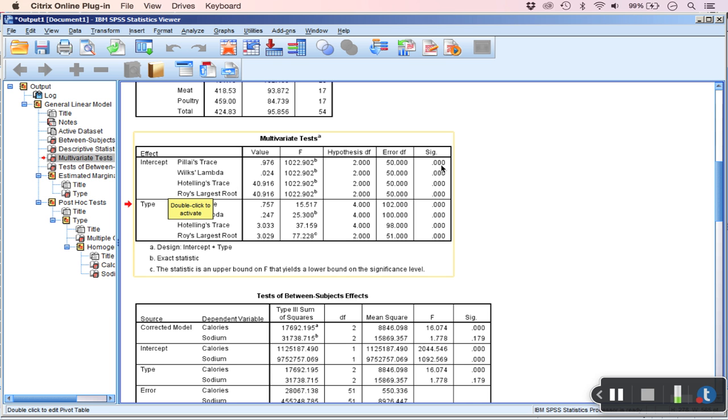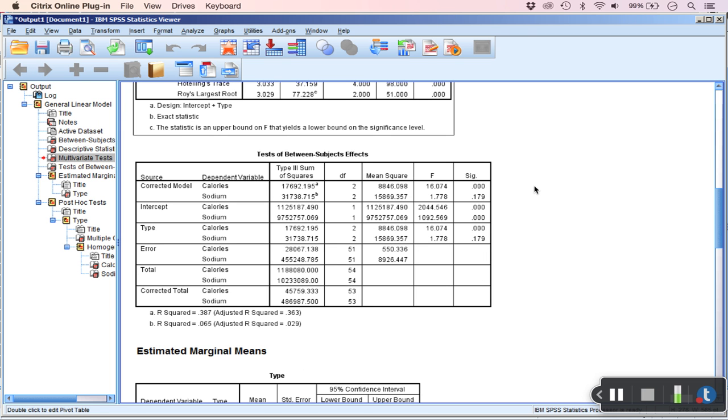So here this is telling us that our F statistic is over 1,000. Our significance level is very small. So it's telling us that we have significant differences in our hot dogs somewhere, and it's either having to do with sodium or it's having to do with calories. So how do we drill down further?